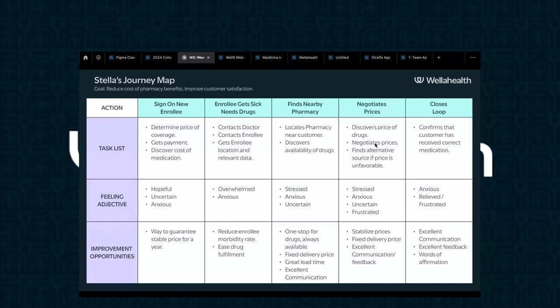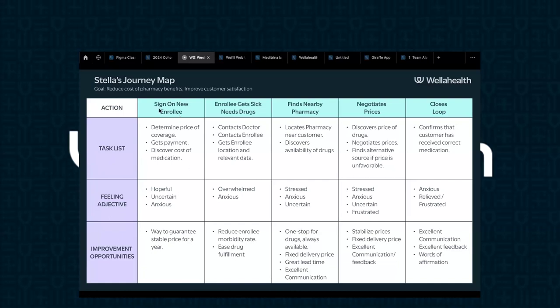Even if you don't solve it completely, you can improve the process for them. Then she closes the loop, confirming that the customer has received the correct medication. Now, after that, the task list, you now talk of the feeling that she experiences in each of these steps of trying to get her thing done, right?